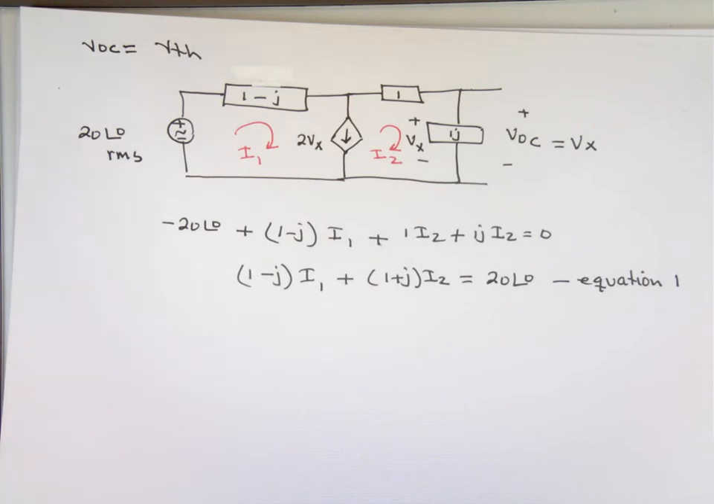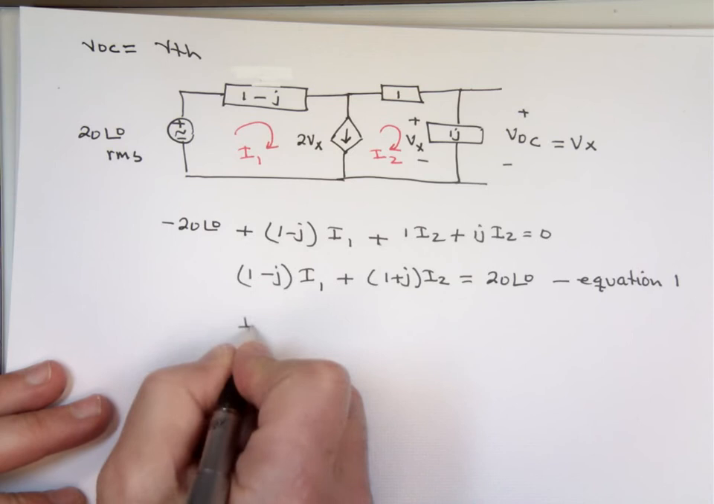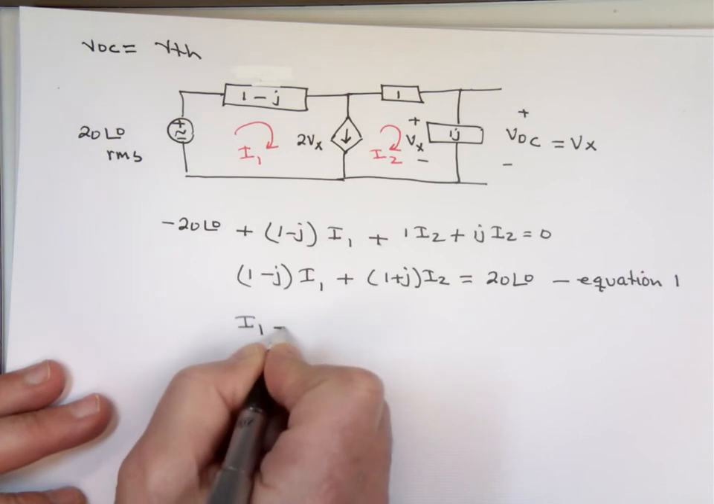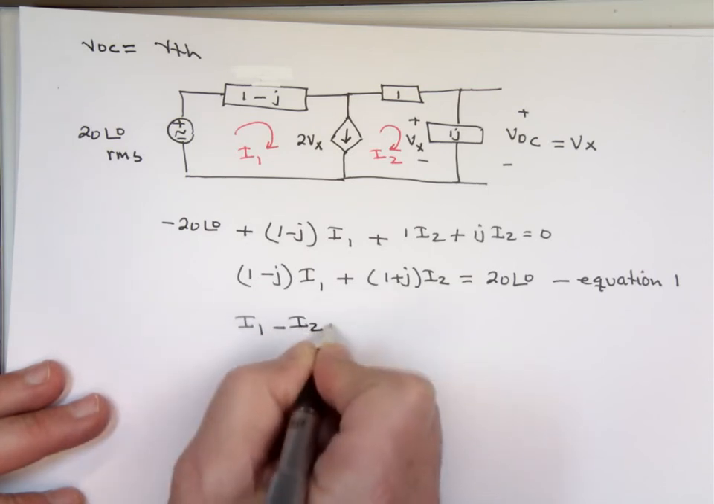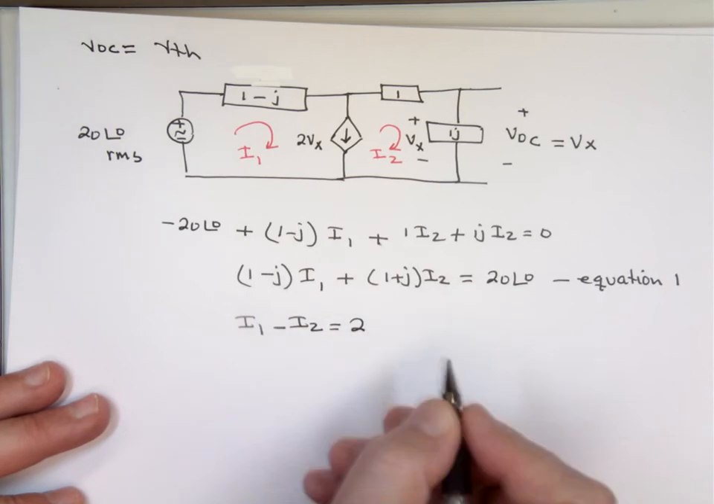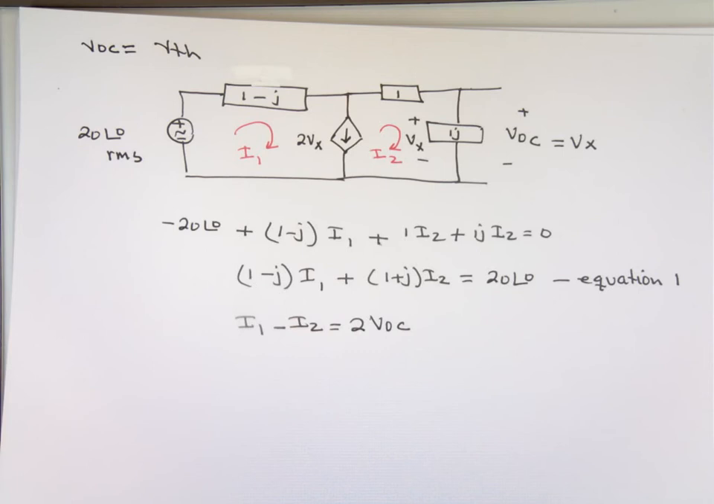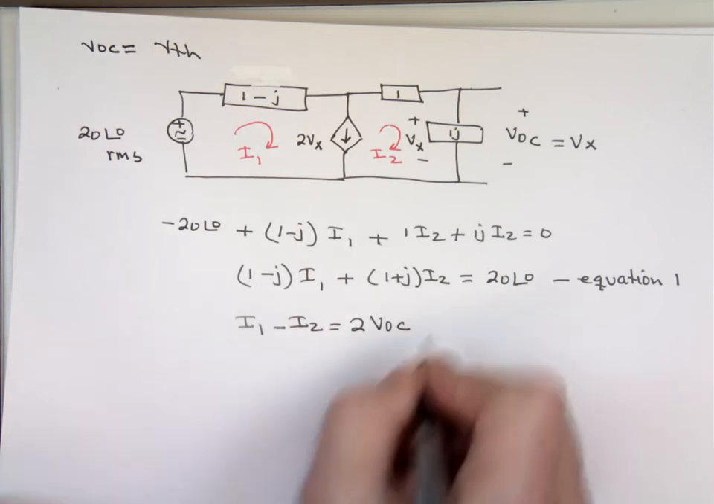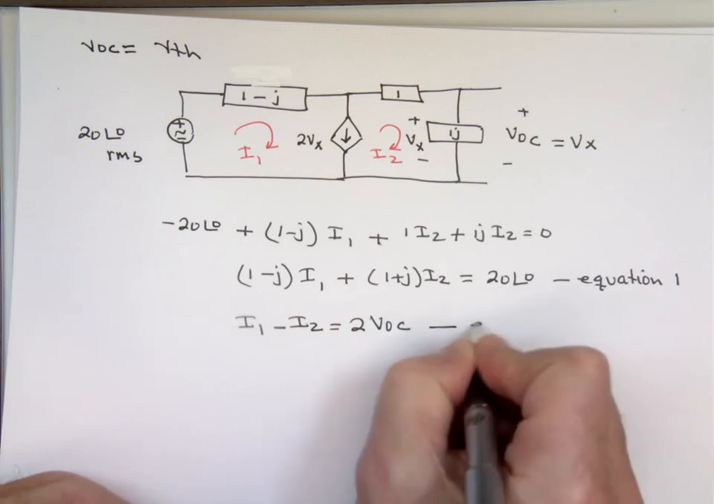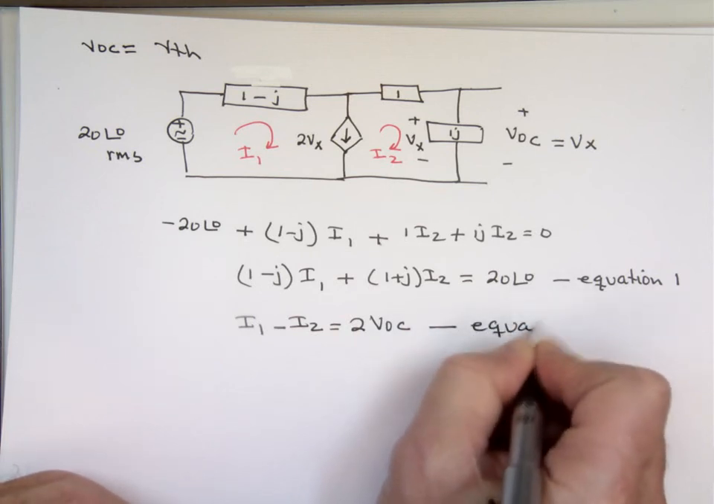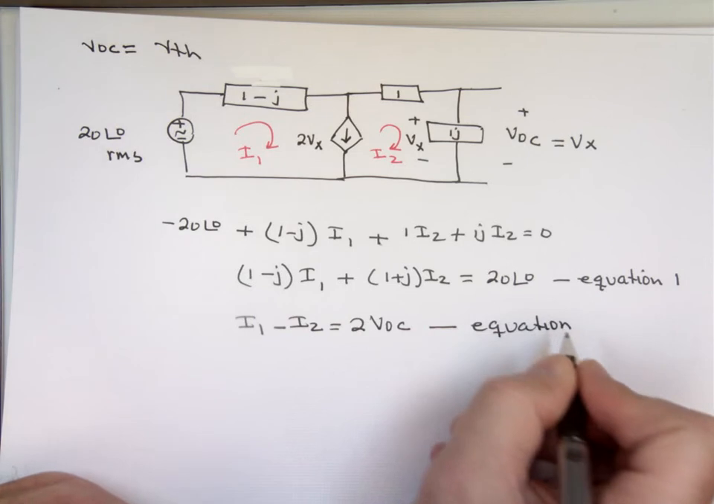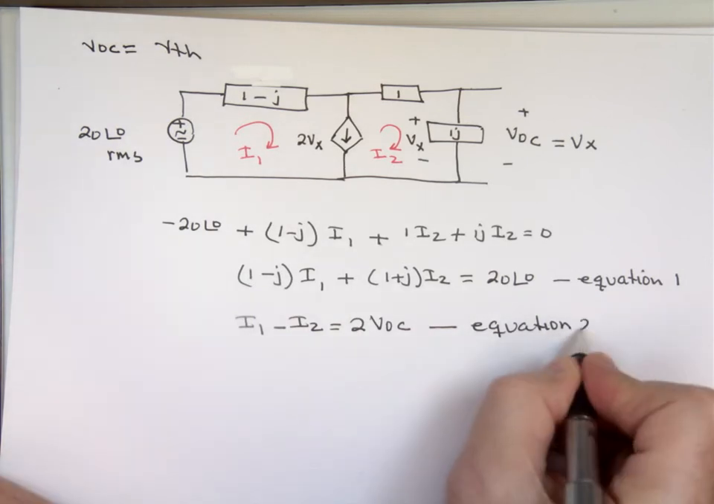I sub 1 minus I sub 2 is equal to 2 Vx. Okay. I sub 1 minus I sub 2 is equal to 2 times Vx, and we said Vx is what? Isn't it V open circuit? That's equation number 2. But now I got a problem here. How many equations do you have? 2. And how many unknowns do you have? 3. I need a third one.